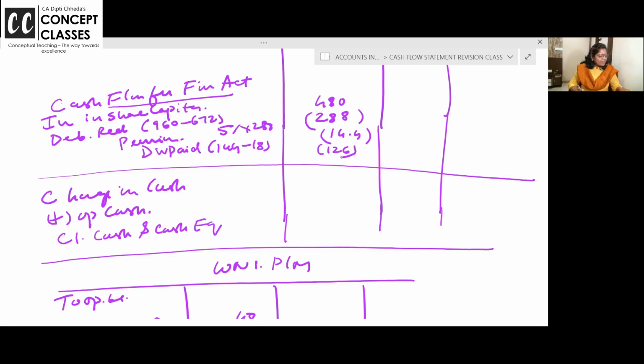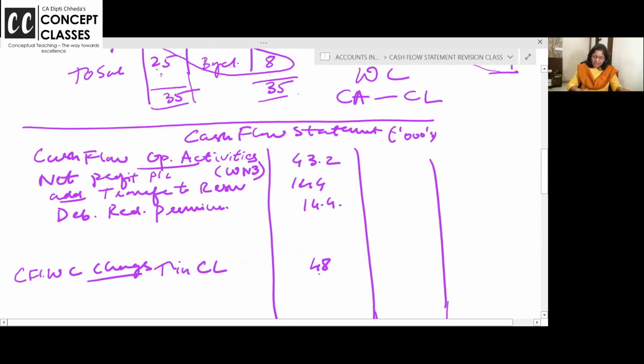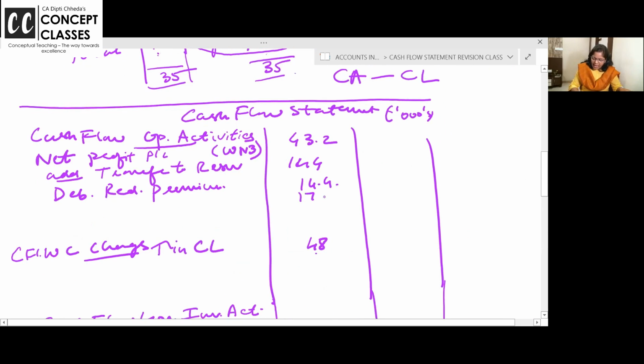What about 174, current year's dividend? It's just a book entry, add back. Proposed dividend is just a book entry, add back. Last year's dividend is paid.